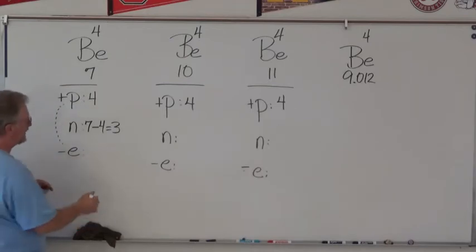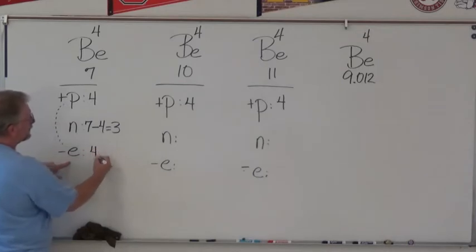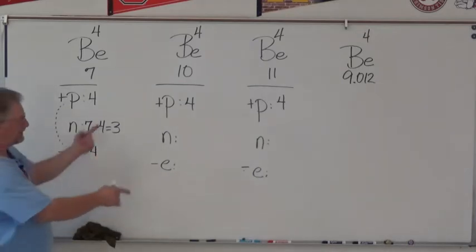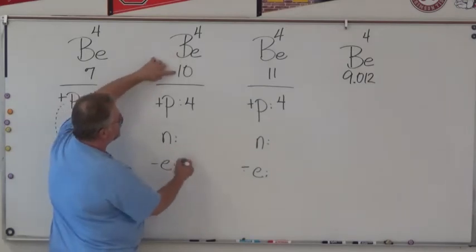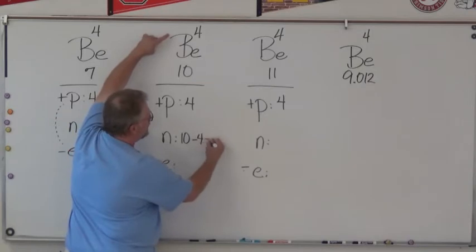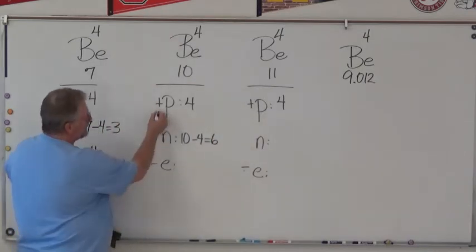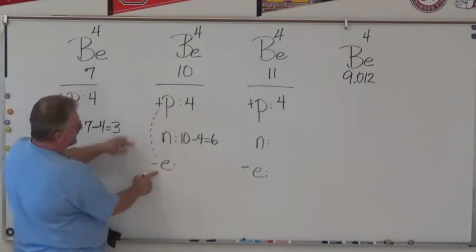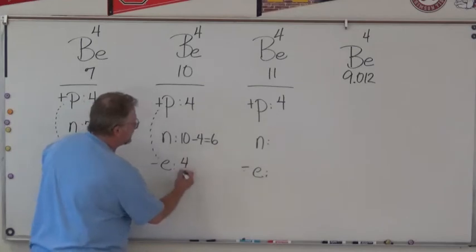That's what nature likes, balance. So if you got 4 positive charges, you're going to want 4 negative charges. All right, let's do the next one. This beryllium right here, remember you take the big number, 10, subtract the small number, 4. This one's got 6 neutrons. Well, what about the electrons? The electrons, you got 4 positives, supposed to have 4 negatives. So that stays the same.